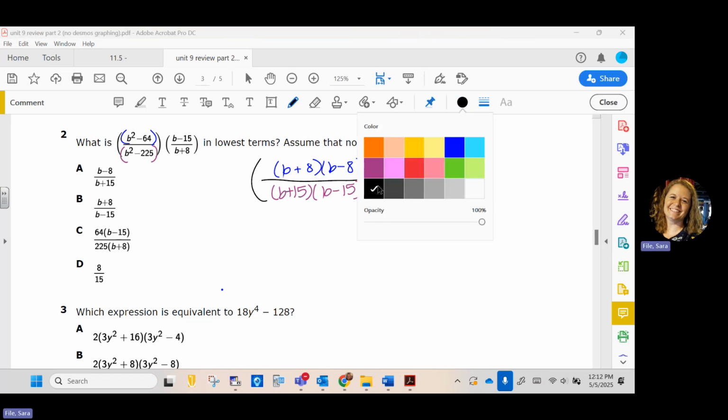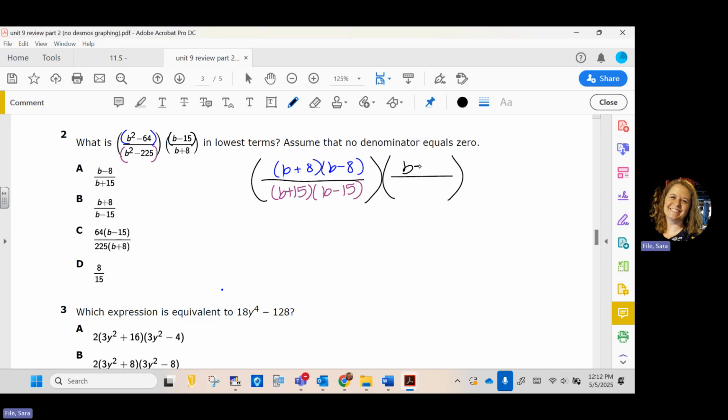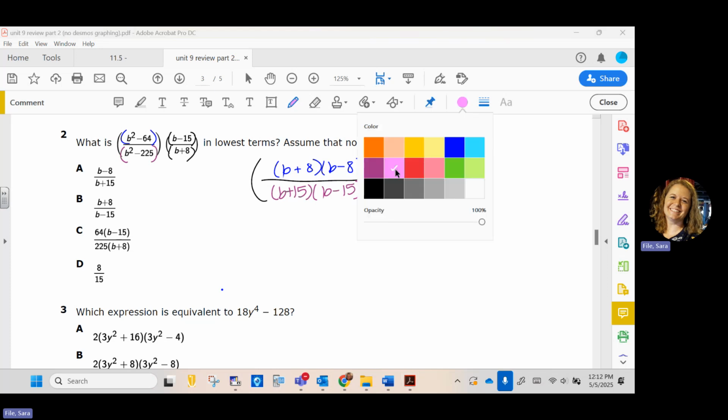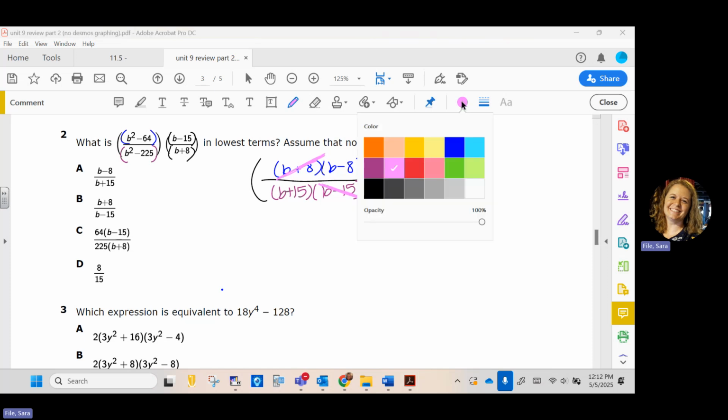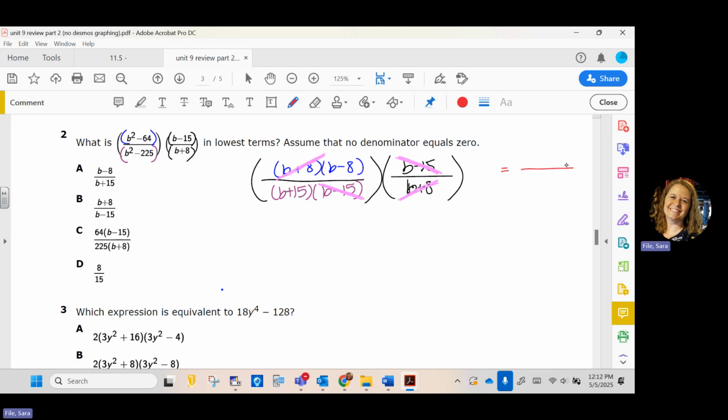Okay, and then on the left side, b minus 15 does not reduce or factor. b plus 8 does not factor. So now you look for common factors in numerator and denominator to reduce. I see b plus 8 here and here, so those get to reduce. I see b minus 15 here and here, so those get to reduce. So now the only thing left in your numerator is b minus 8, and the only thing left in your denominator is b plus 15. And that won't reduce either. So let's see, there it is, answer choice A.